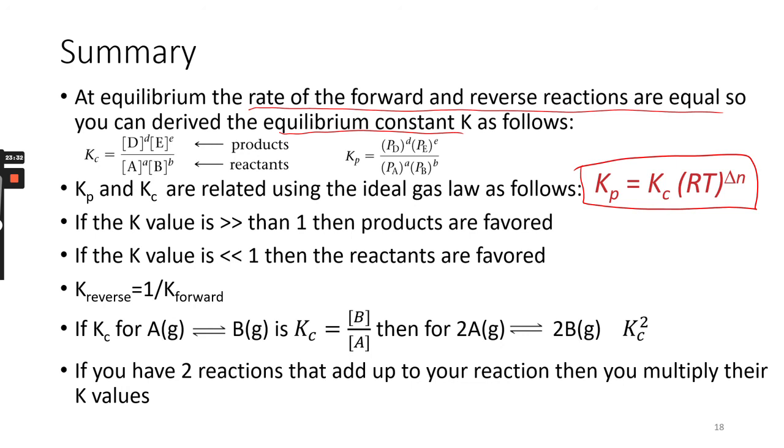If your K value is significantly greater than 1, then your products are favored. You're going to have a higher concentration of products produced. If Kc is significantly less than 1, then your reactants are favored. The equilibrium constant for the reverse reaction is just equal to 1 over the equilibrium constant for the forward reaction. If you have this reaction and your Kc is this, if you multiply this reaction by 2, you end up just squaring your Kc. And if you have 2 or more reactions that add up to your reaction that you're interested in, then you will multiply their K values. And that is the end of part 1.